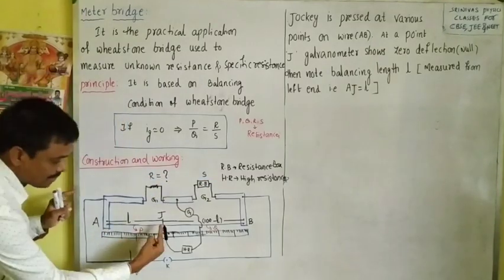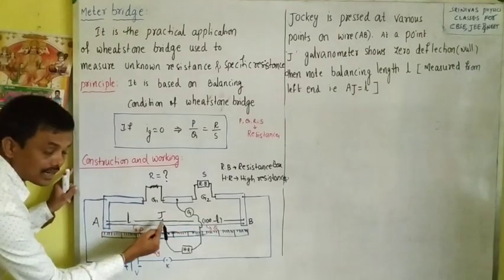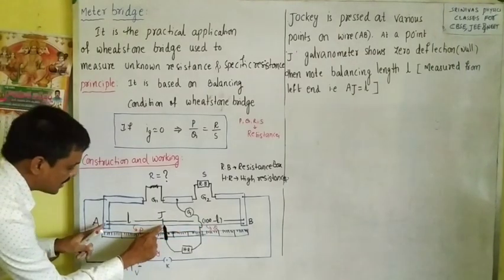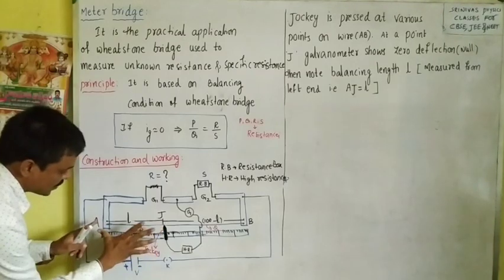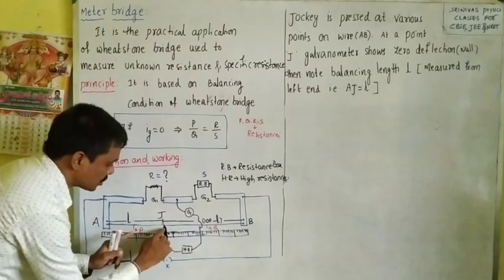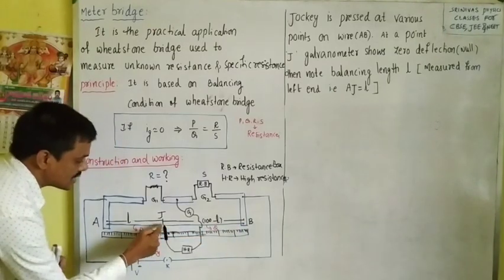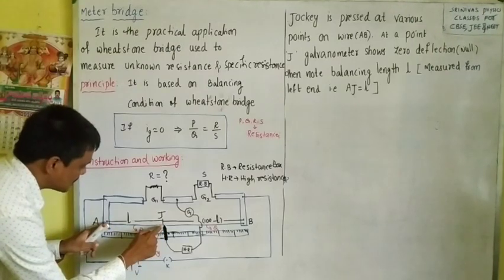But here we can press the jockey at various points. The wire on the jockey's left side, this wire, has resistance P. The wire on the jockey's right side has resistance Q. That means if you press the jockey here, this much length will be there.